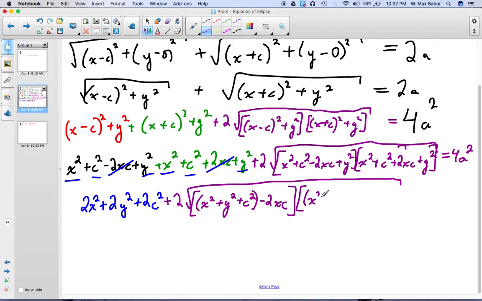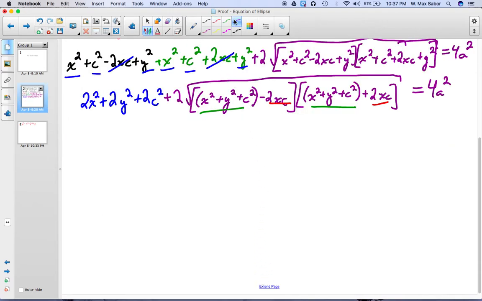The second bracket, I'm going to put this 2xc separately. So x squared plus y squared plus c squared plus 2xc equals 4a squared. And the reason that I'm grouping this is because these two are the same, these two are the same, and there's addition here, subtraction there. So this is a difference of squares underneath the radical.